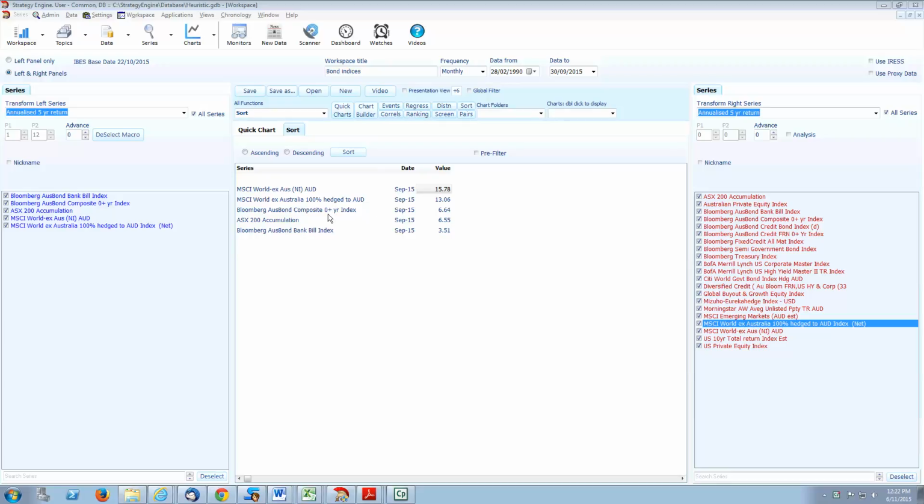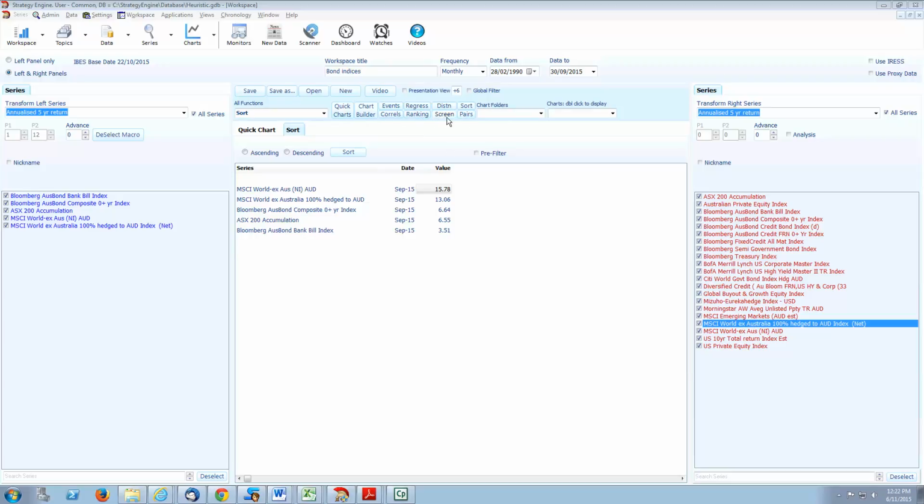The composite bond index in Australia returned 6.6%, slightly above that of the ASX 200 Accumulation, which has done 6.55%, ahead of bills. So the Australian equity market has performed basically in line with bonds, and also quite considerably below both hedged and unhedged equities over the past 5 years.